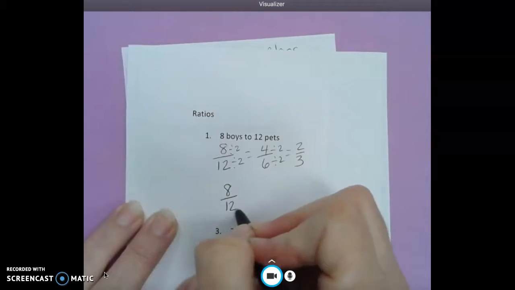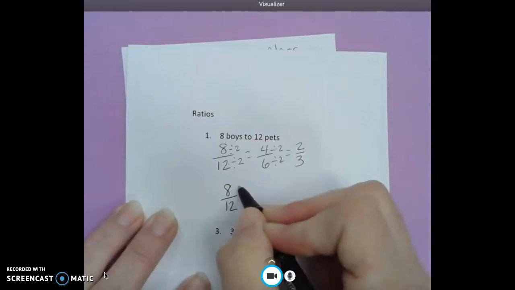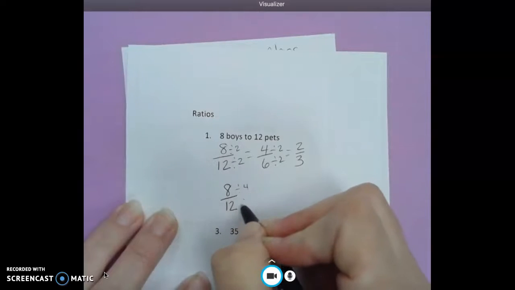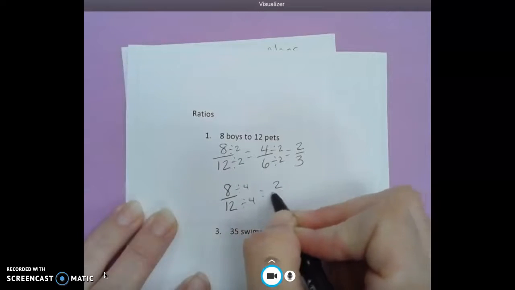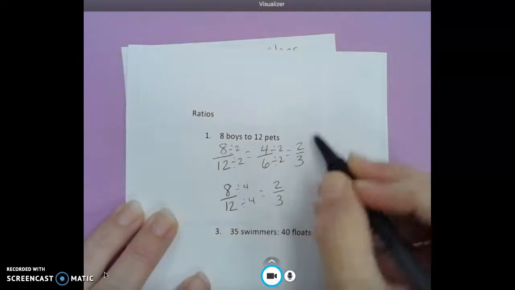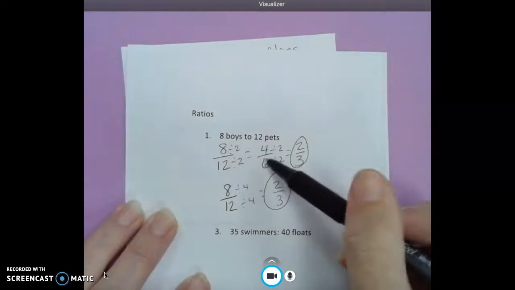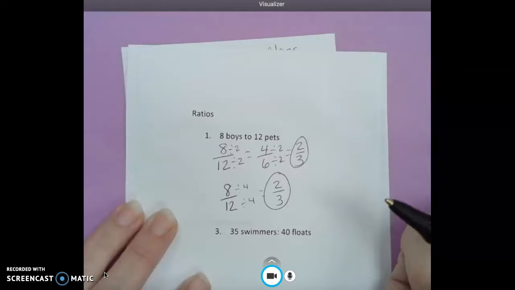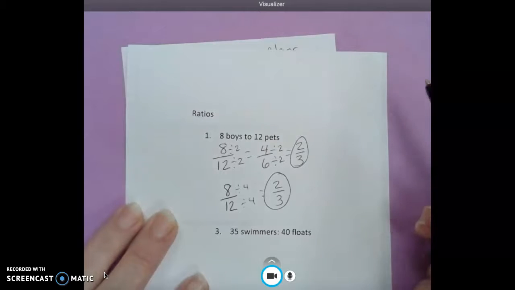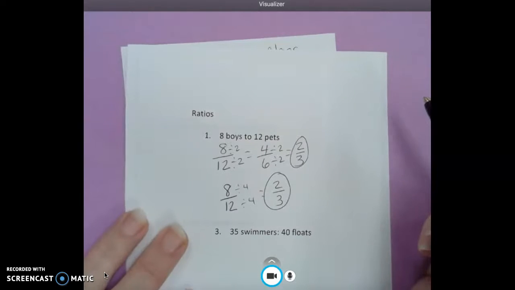Some of you may have seen from the get-go, well, I could divide both of these by 4. And if you did that, then you would go straight to 2 over 3. You're going to get to the same answer either way. If you do it this way, you just have an extra step. But it doesn't matter to me which way you do it as long as you get to the right answer.